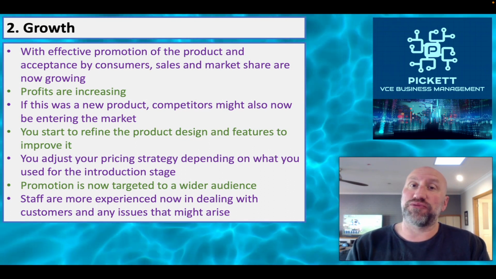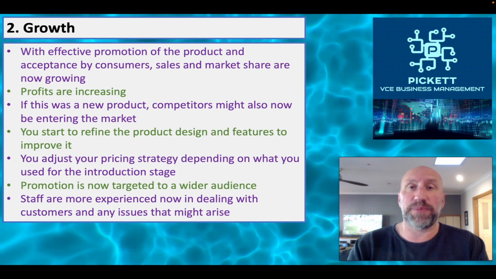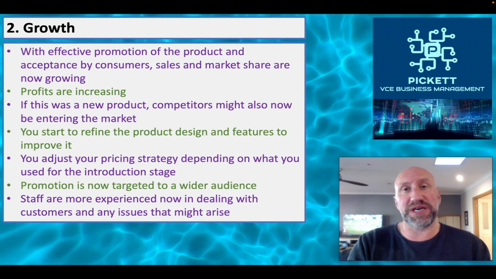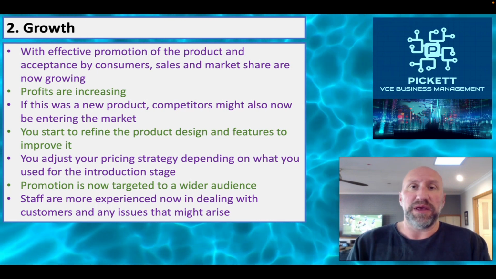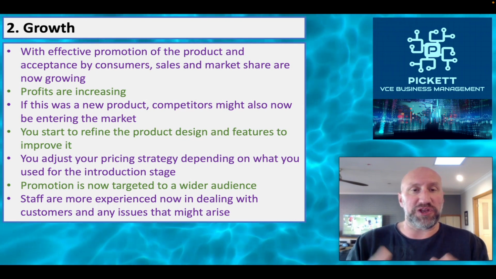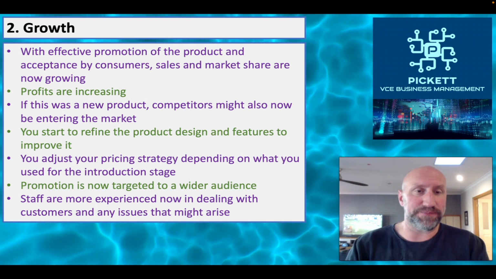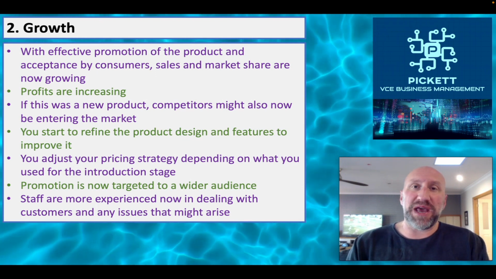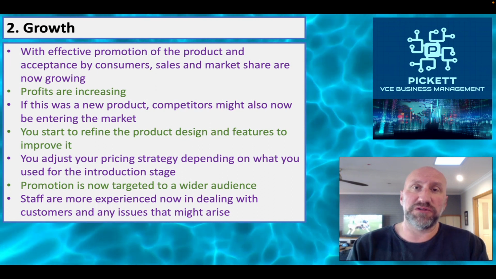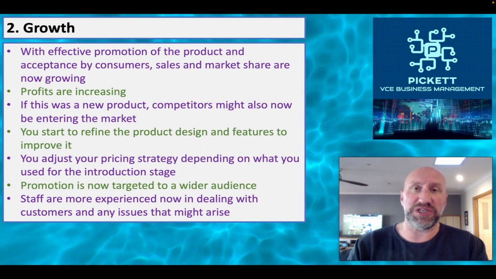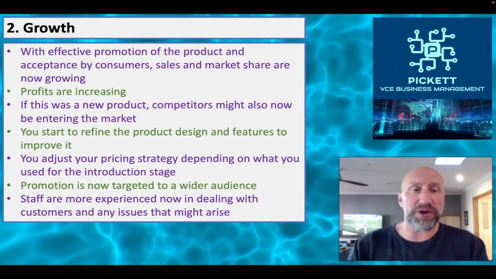You might adjust your pricing strategy now, depending on what you used for the introduction stage. So if you went in with a price skim, you might increase it. If you went in for the opposite, you might start to decrease it. And promotion now is probably going to be to a wider audience. So, you started focusing on those early adopters. Now you might start promoting to a broader market.